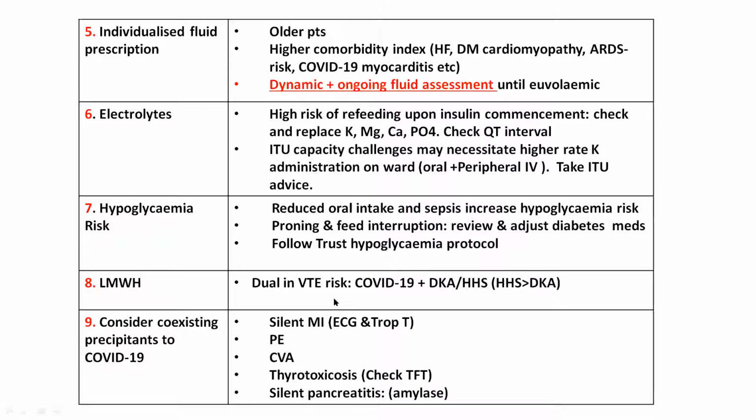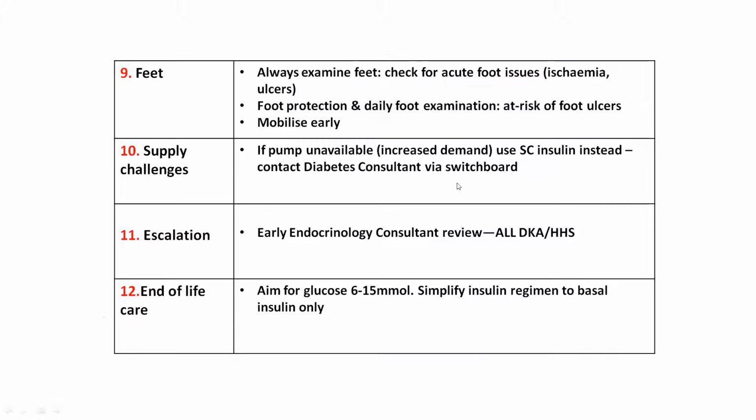Patients with diabetes and COVID are at very high risk of venous thromboembolism, so they must all receive at least prophylactic heparin. The risk is higher in HHS, as you all know. And you must all consider diagnosing and treating coexisting problems, for example, silent myocardial infarction, pulmonary embolism, DVTs, cardiovascular disease, cerebrovascular accidents, even thyroid disease, including thyrotoxicosis, and some patients have actually presented with silent pancreatitis. So appropriate tests should be carried out.